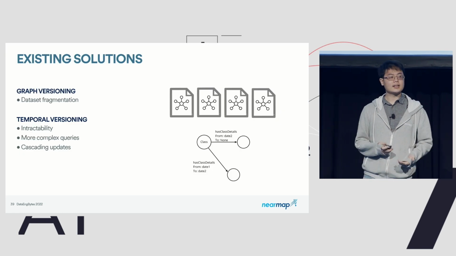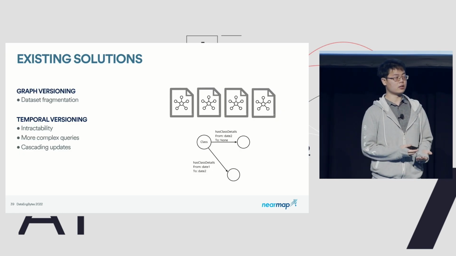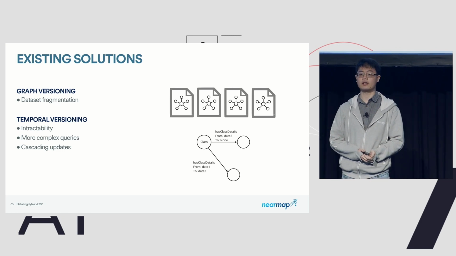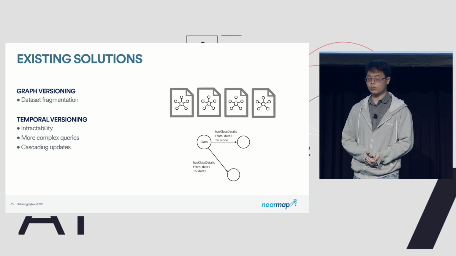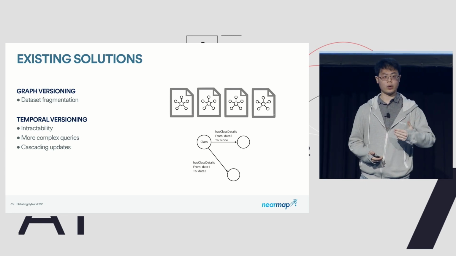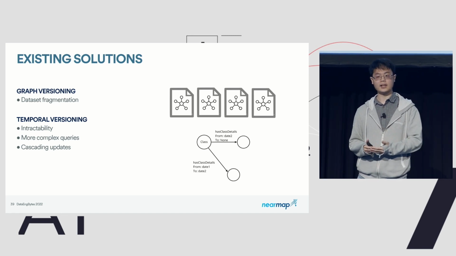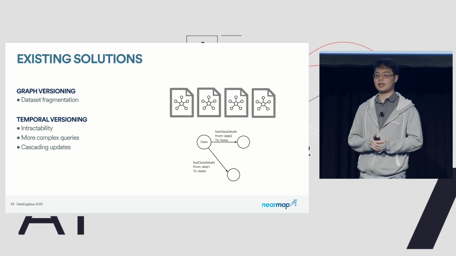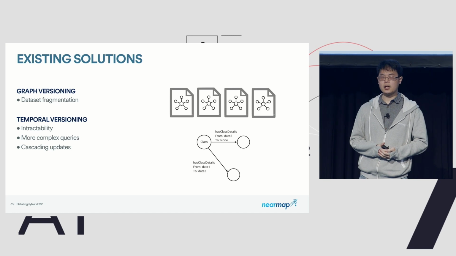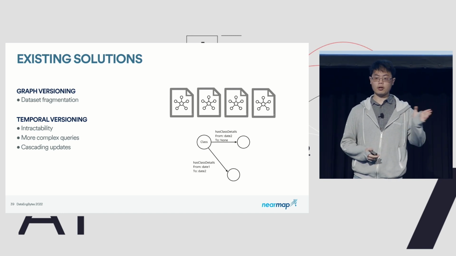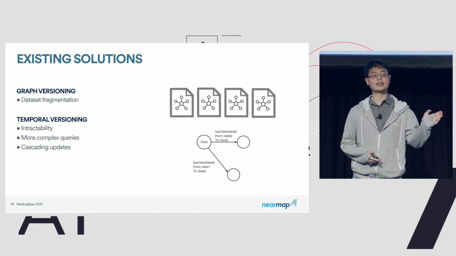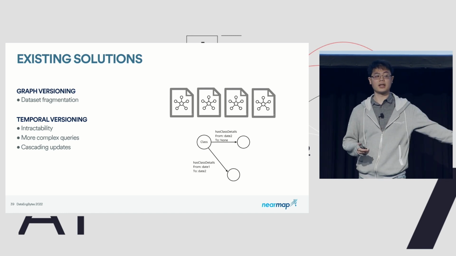So the 2 existing solutions for ontological versioning were graph versioning and temporal versioning, and neither of them worked for us. So with graph versioning, you have the one graph, and every time you make an update, that's a new graph entirely, and each of these graphs has a version attached to it. So what that means is that you're going to have a lot of classes which have all these multiple versions, but they're actually consistent across different classes because we didn't make any updates to them.